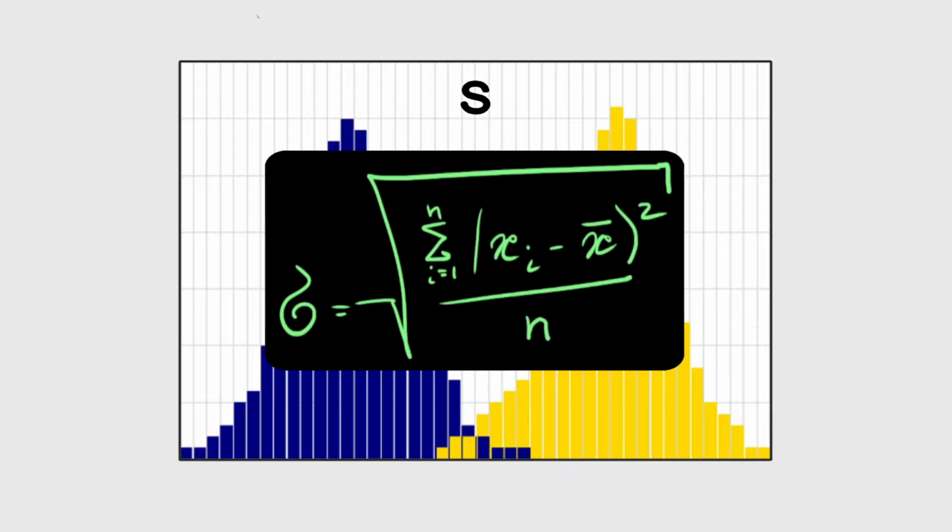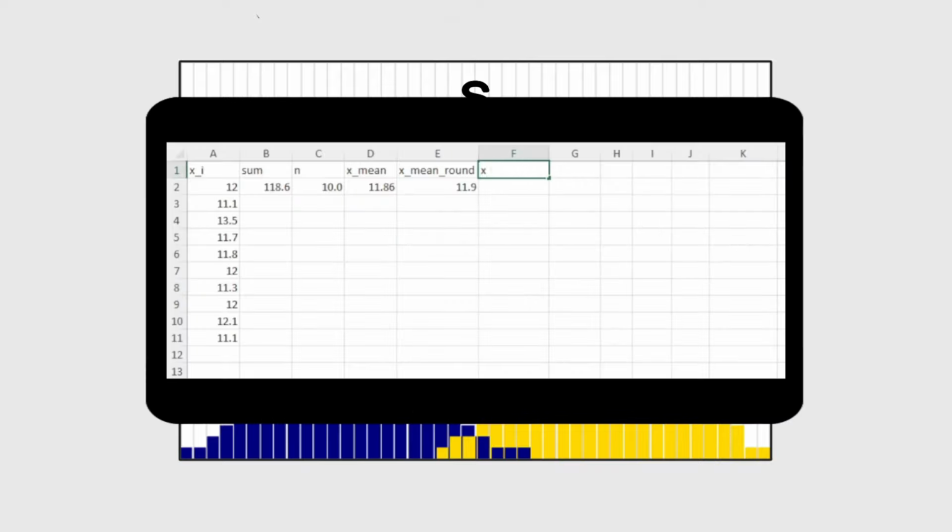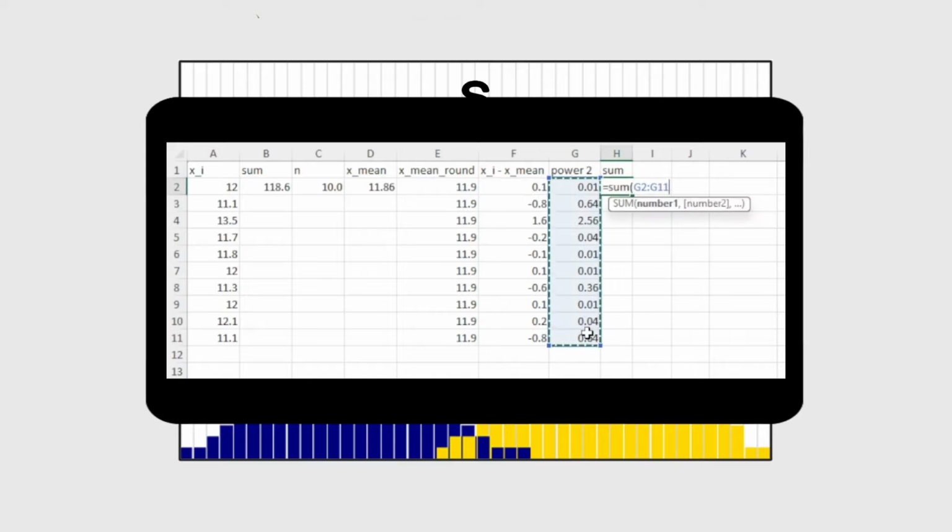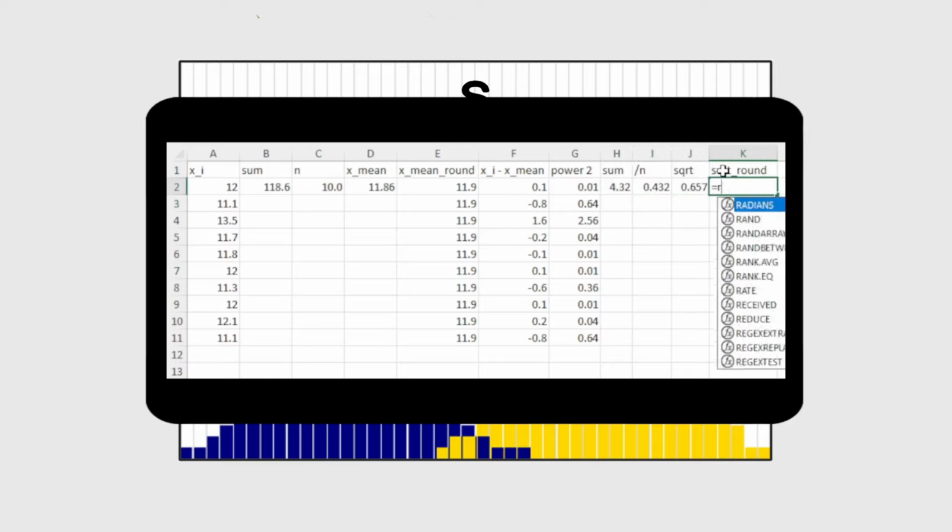Let's calculate the sigma using the example of the size variation of French bulldogs in a sample of 10 dogs. First, we calculate the difference between the size of each dog and the average size. Then, we square each of the differences. We sum up the squared differences. We divide it by the number of measurements. We take the square root and round it to 1 decimal place. That's it, sigma is found. Using the same principle, we will calculate the sigma for samples of 300 dogs.